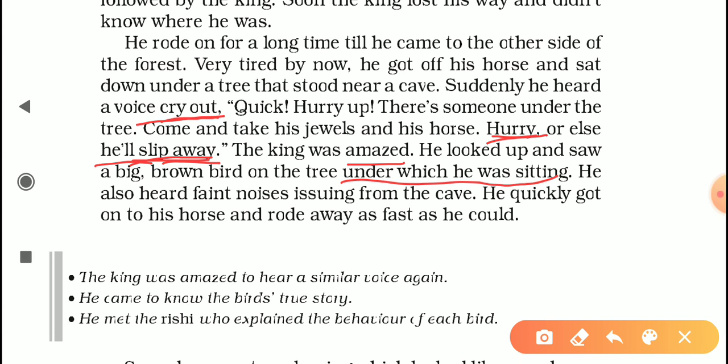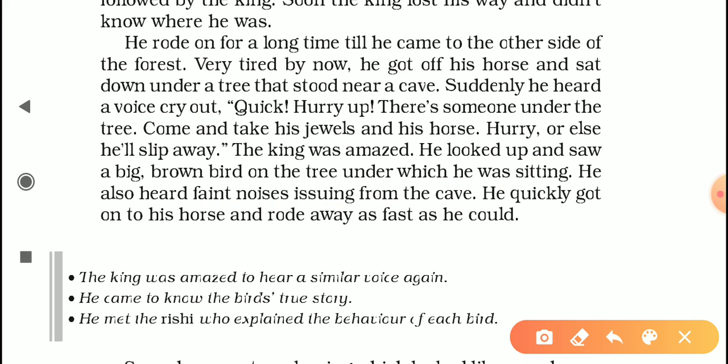So the king was amazed and surprised. Why? Because he could not see anyone in front of him. There was no one. Then who was shouting? Then he looked up and saw that there was a big brown bird. So a bird was sitting on the tree, and then he also heard faint noises. Faint means the voices were not very loud. So he could hear that someone is coming from far away, issuing from the cave. So the sound was coming from the cave.